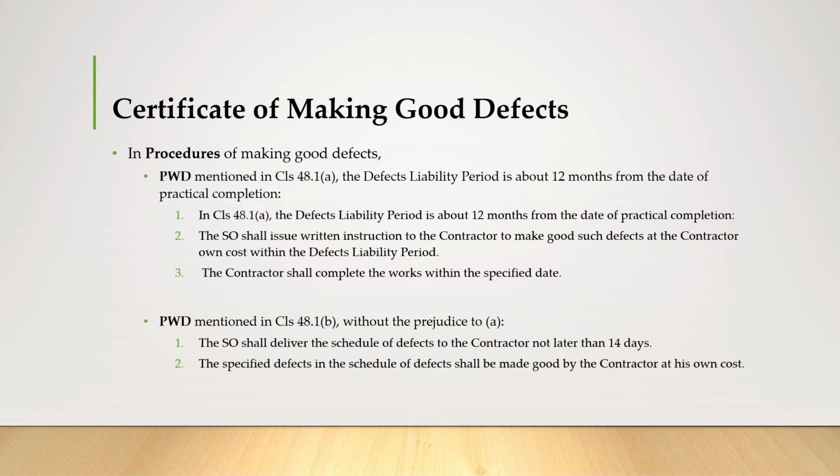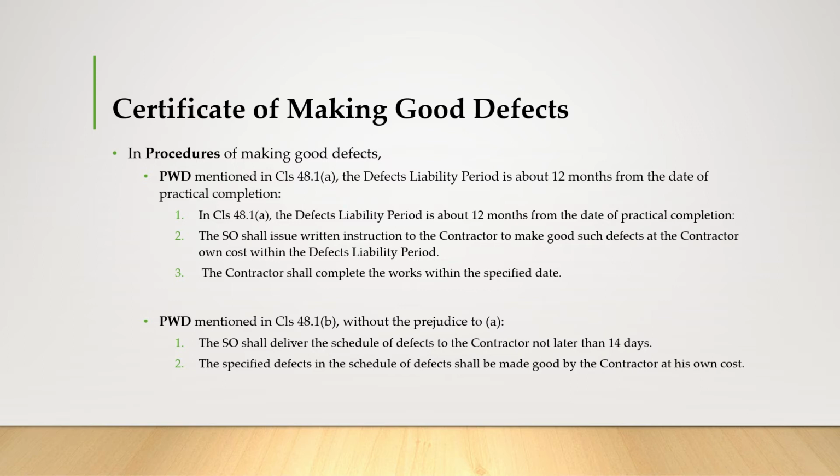So in PWD, the procedure is mentioned in clause 48.1a. The DLP is about 12 months from the date of practical completion. In clause 48.1a, the defects liability period is about 12 months from the date of practical completion. The SO shall issue written instruction to the contractor to make good such defects at the contractor's own cost within the defect liability period. And lastly, the contractor shall complete the works within the specified date.